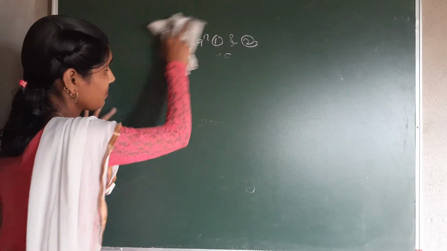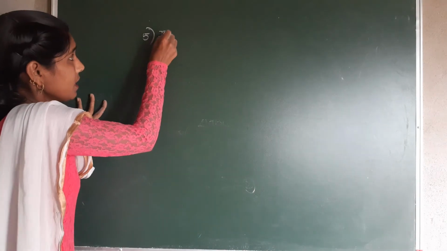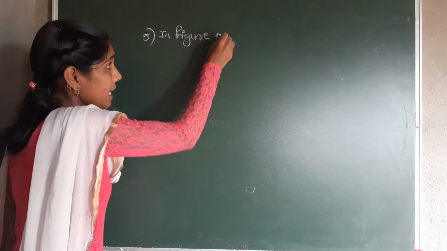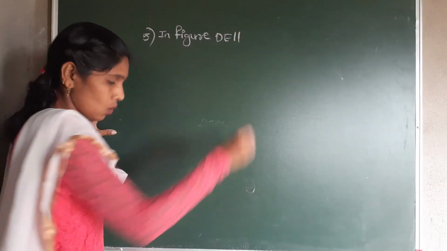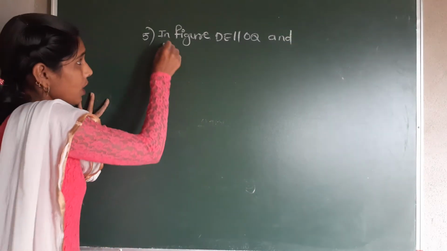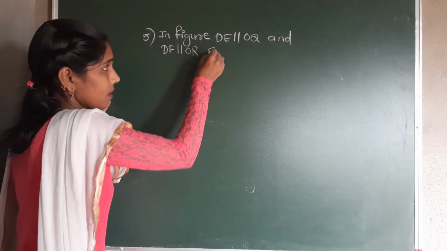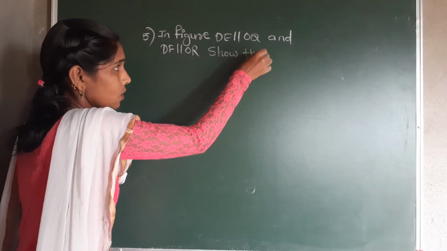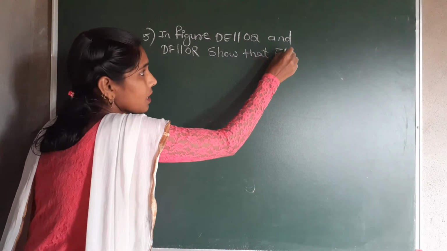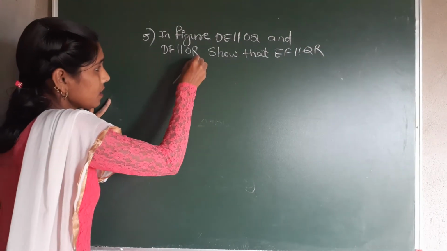Example 5. In the figure, given DE is parallel to OQ and DF is parallel to OR. Show that EF is parallel to QR.